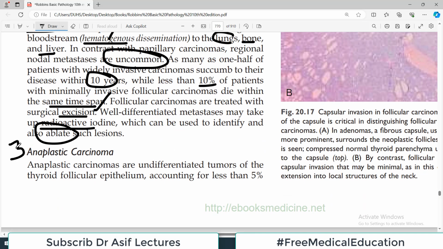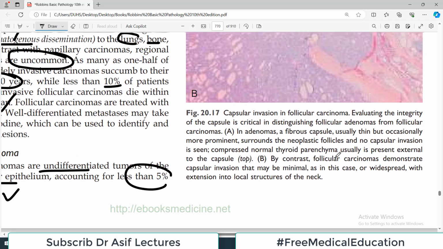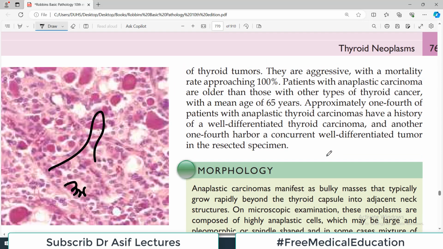The third category of thyroid cancer is called anaplastic. They are undifferentiated. They are bizarre. They are bad looking. You cannot identify where they are coming from. But by the way, they actually come from the follicular epithelium. Less than 5% of the total thyroid cancer is their rate. They are aggressive, very, very bad, with a high mortality.